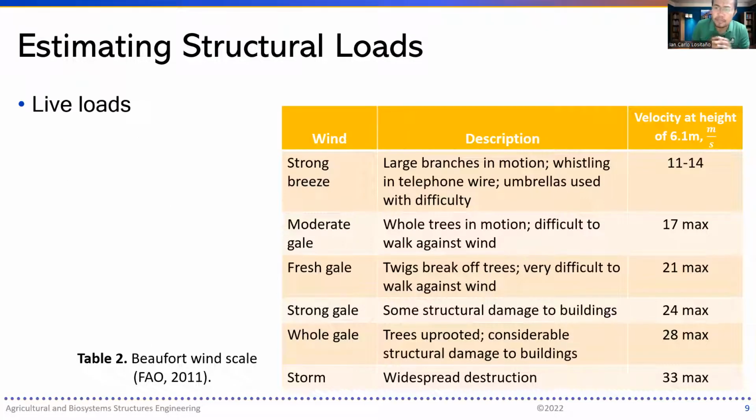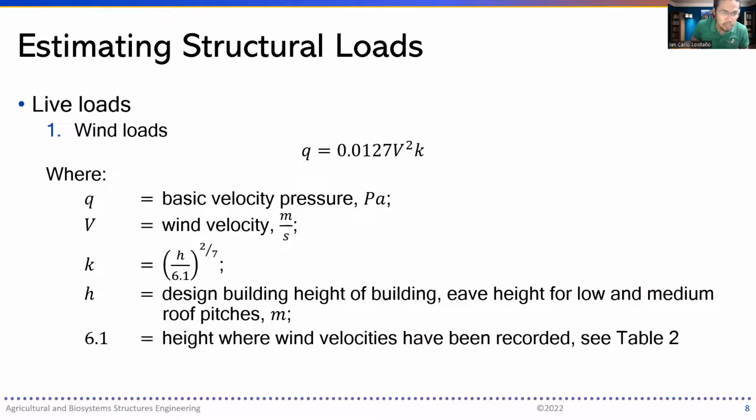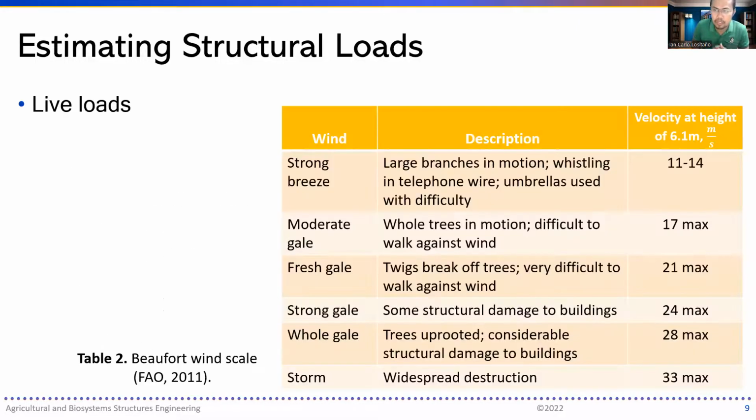Now, the H would depend on the height of the building, because you have your velocity at height, and then you have a factor K to adjust the velocity. Now for strong breeze, you have large branches in motion, whistling in telephone wires, and umbrellas used with difficulty. Now it goes stronger as it goes down the scale. This scale is called the Beaufort wind scale. It is also used in wind resource assessment.